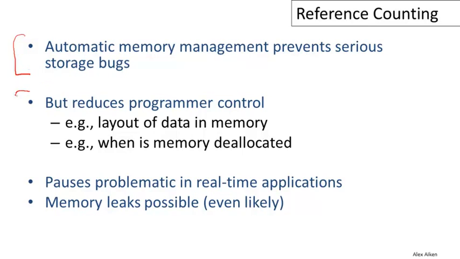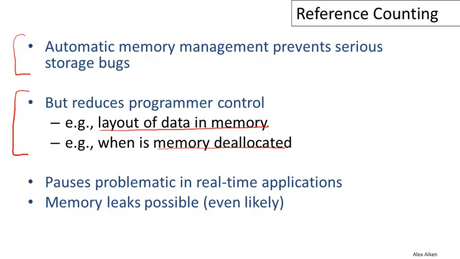Now, the disadvantage of automatic memory management is that it reduces programmer control. You don't have control anymore over the layout of data in memory, and you don't have control over when the memory is deallocated. So you neither have control over where the data is in memory, and you have only a very limited amount of control over how much memory your program is using.